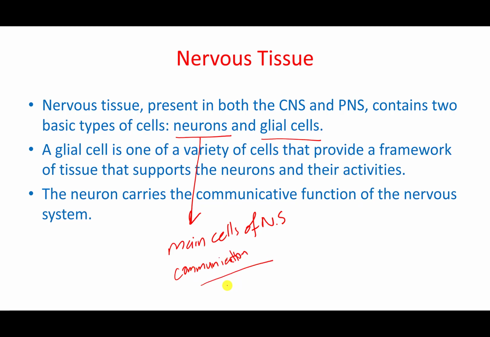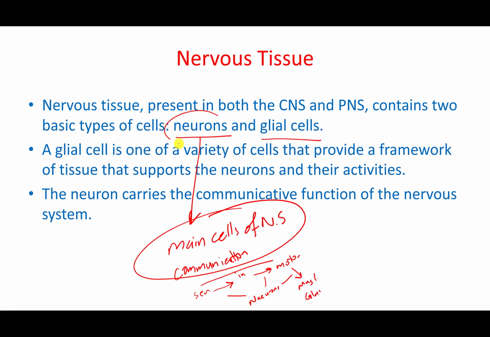So all of the orders, all of the information transmitted from sensory to integration to motor, this information will be carried by neurons. All of the orders from the motor to the muscles, for example, or to the glands, are also carried by neurons. So these are the most important cells of the nervous system, the neurons. Glial cells are supporting cells, and we will see several of them. They are helping the neurons to perform their function.